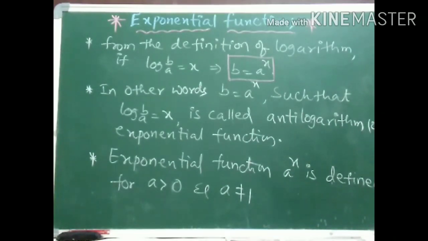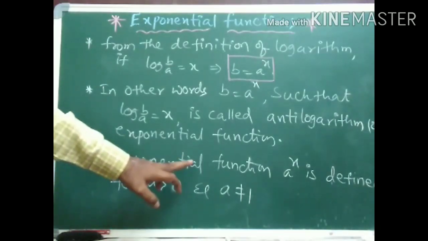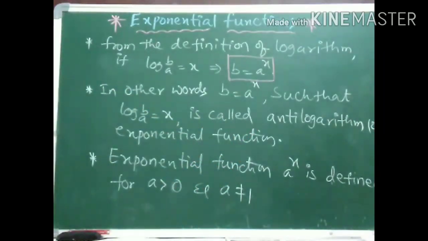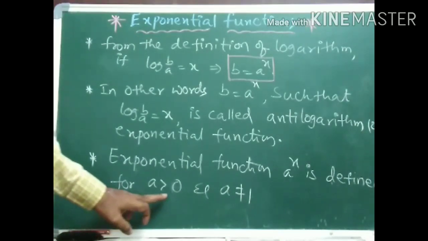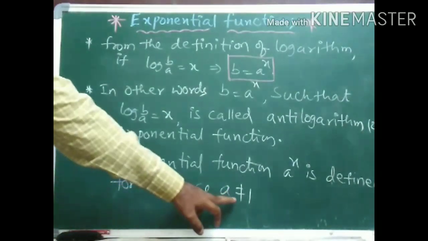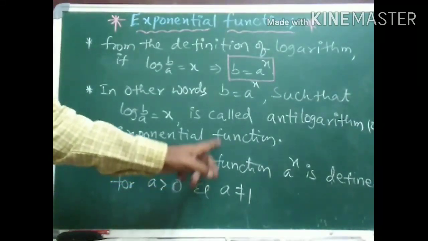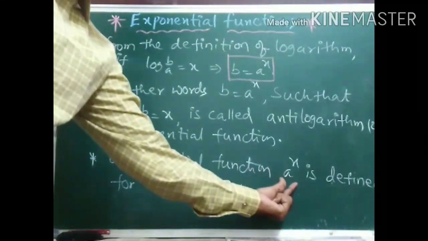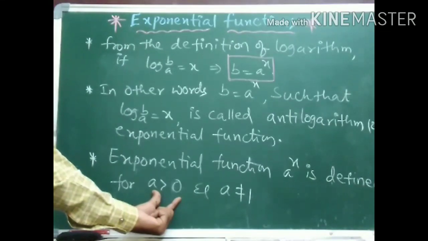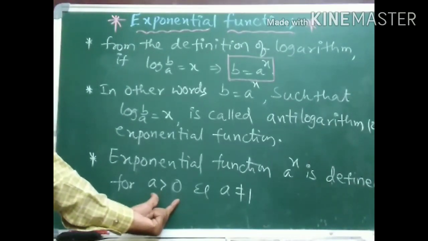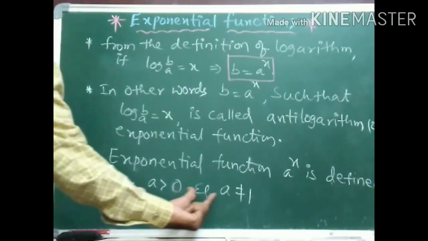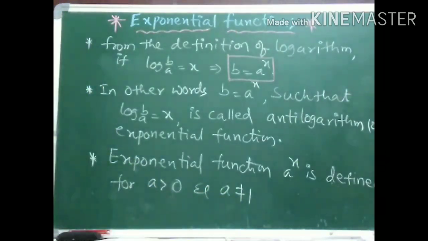Okay, and the third point, which is very important: the exponential function, that is a power x, is defined for a greater than 0 and a should not be equal to 1. So every exponential function is defined when its base is positive, strictly positive. That's what a should be greater than 0, and moreover a should not be equal to 1. So these are the two conditions.